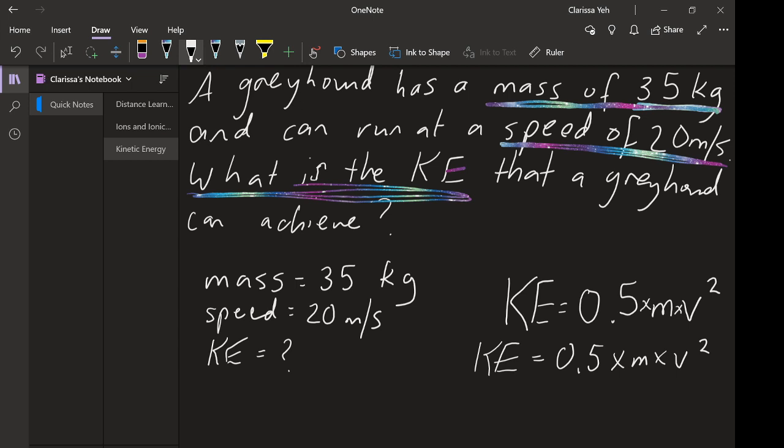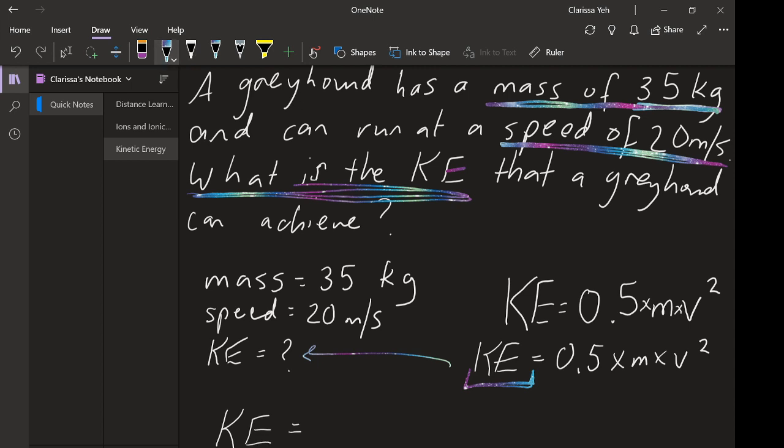Okay, so I've written out my formula. Now I'm looking at my formula, and for each bit of the formula, I'm seeing if I have a value for it given from my question. If I do have a value, I substitute the value in. If I don't have a value, I'm just going to leave the letter as it is. So KE, I have nothing. So I don't have a KE. I'm going to leave it as it is.